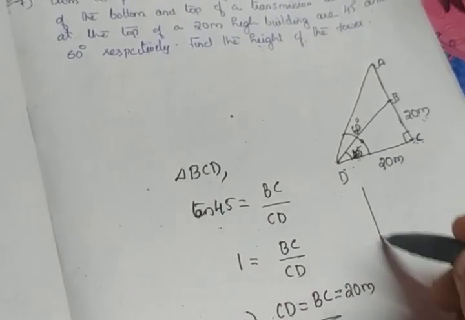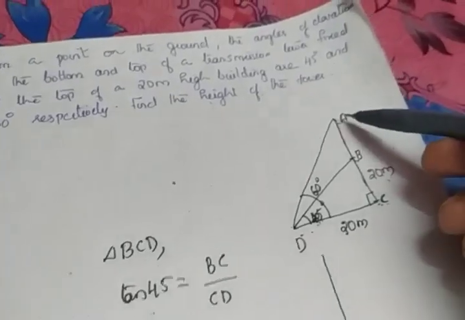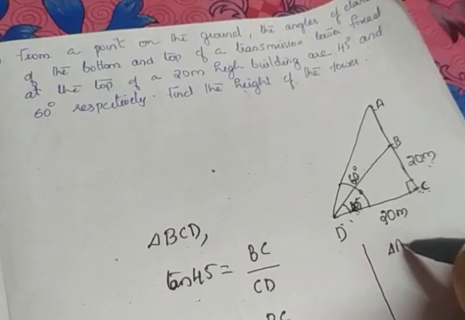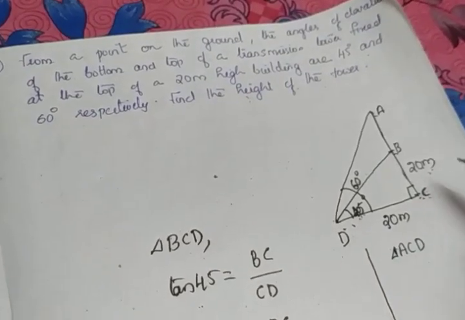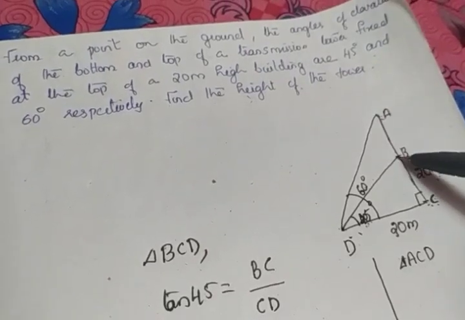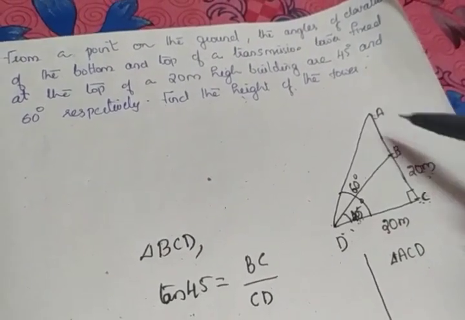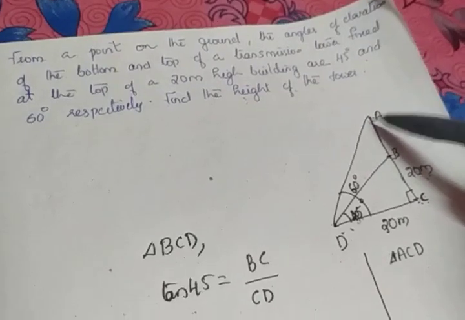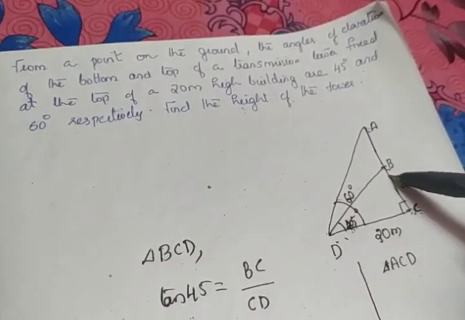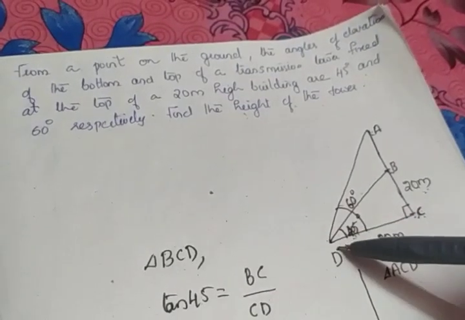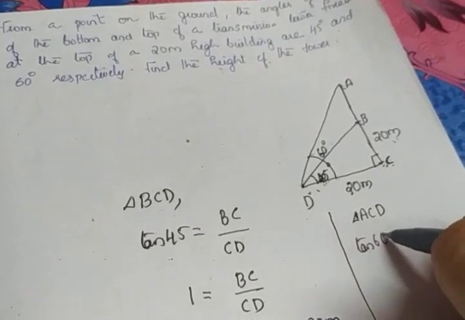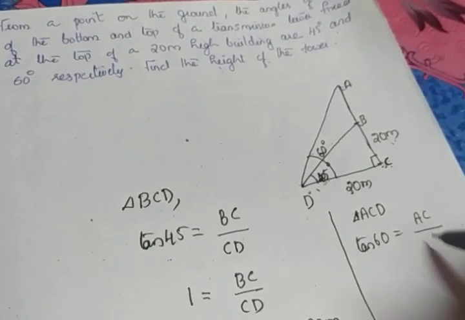Okay, again which triangle will we take? We will take the bigger triangle, which is the triangle ACD. So in triangle ACD, which ratio can we apply? There also we can apply tan. Why? Because we need the height of the tower, that means the length of AB. Length of AB means we have to take the side AC, and AC is the side opposite to 60 degrees. Okay, and again CD, we know the side, that is the adjacent side. So here also we will take tan. Tan 60 is equal to opposite side AC divided by CD.